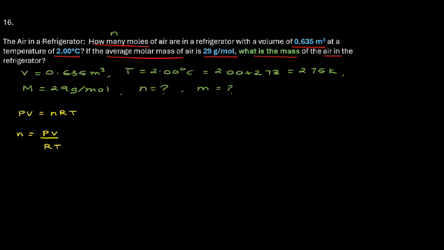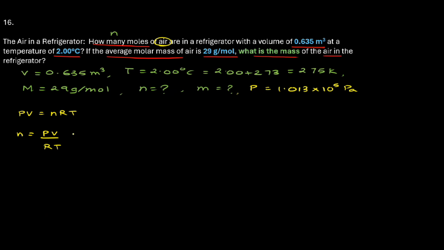Now, since the gas is air, the pressure of air is the atmospheric pressure, which we write as 1.013 times 10 to the power 5 Pascal. So that is the pressure I'm going to use here in my question. Sometimes the pressure is not given, but they give you the gas. So for air, the pressure is the atmospheric pressure.